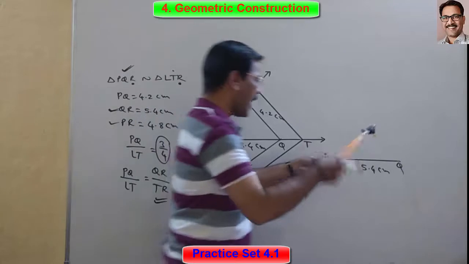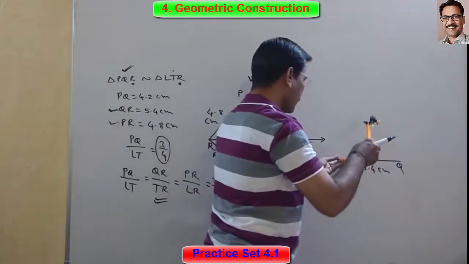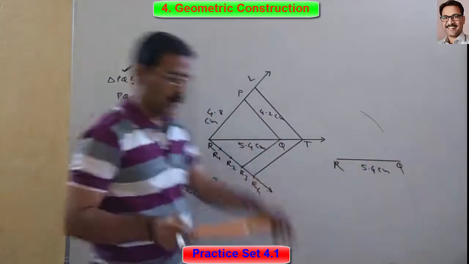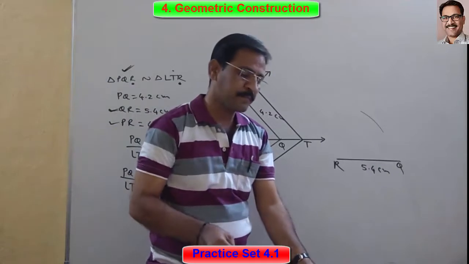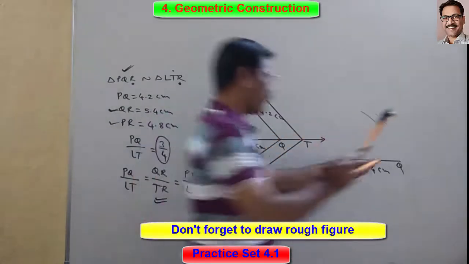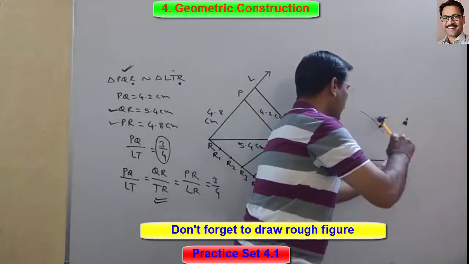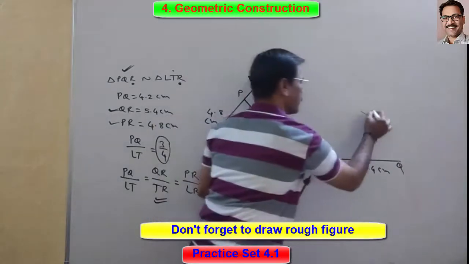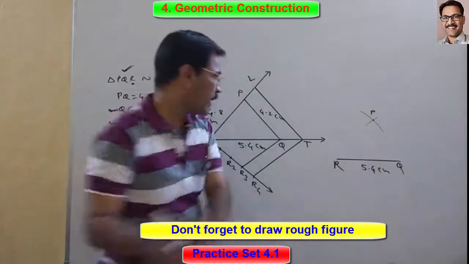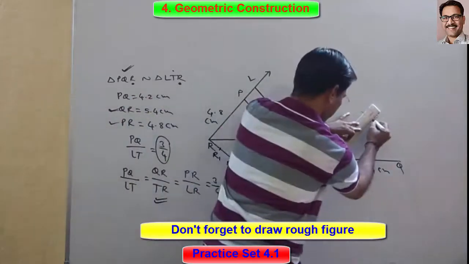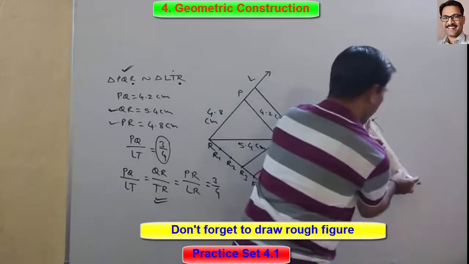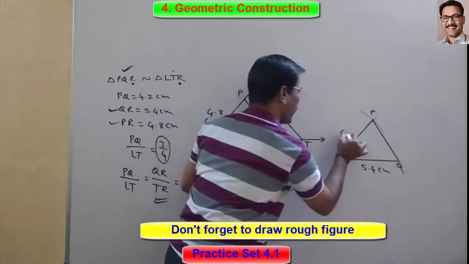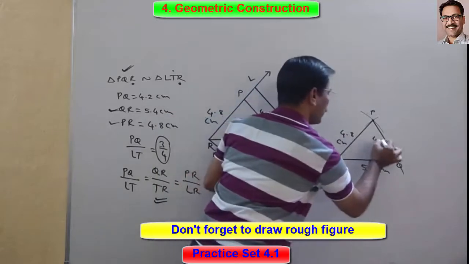Okay. So from that R, we have to draw one arc here, like this. Afterwards, this is 4.2. Again, take in the compass 4.2. Now from Q, we have to draw one arc here. This is the point. Yes, P is here. Just try to join PR and PQ. Okay, right. Now this is 4.8 and this is 4.2.